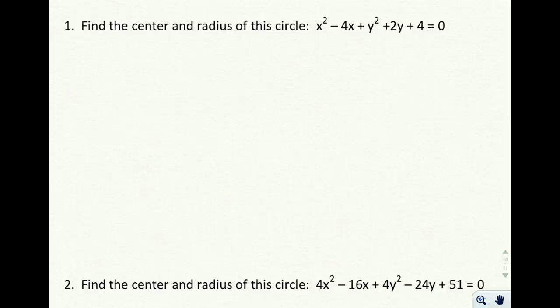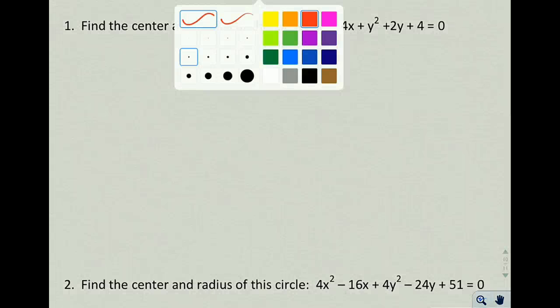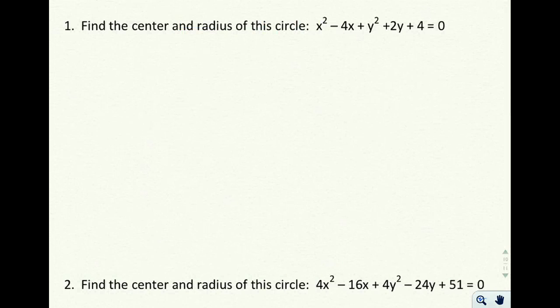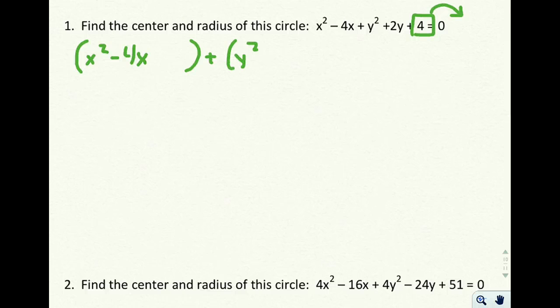Let's do another example. So for this one here, we're going to do the same thing. We're going to start out by getting our constant to the other side, and then grouping our x's and y's. So we take our equation, write out in parentheses, x squared minus 4x, and leave a gap here, plus y squared plus 2y, and leave a gap here, equals, and we have to take 4 away from both sides, so equals negative 4.